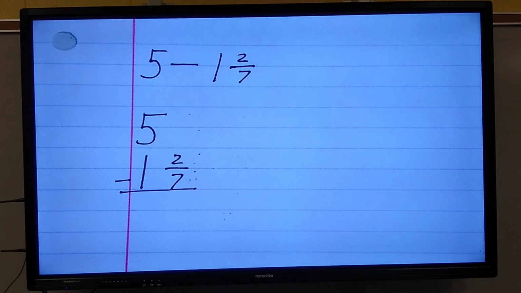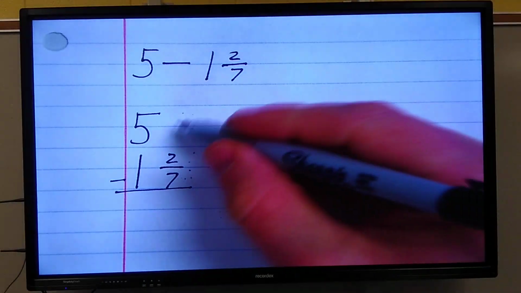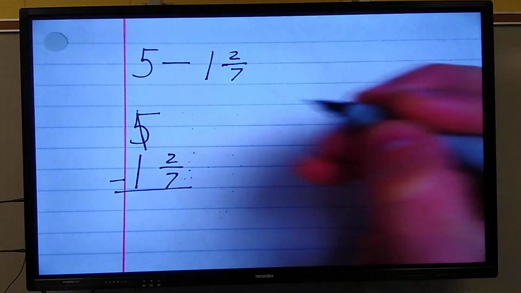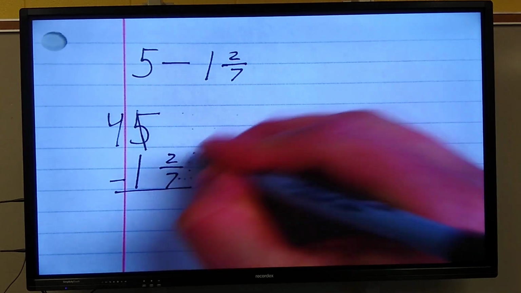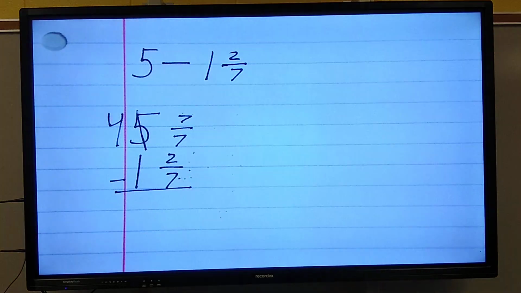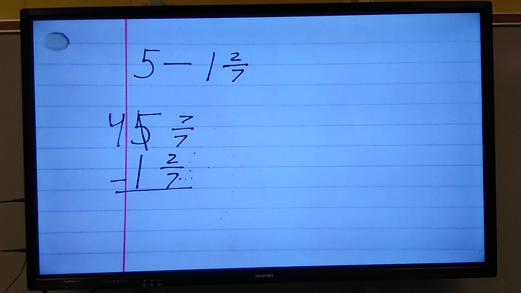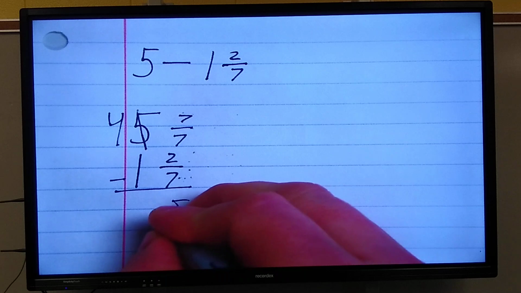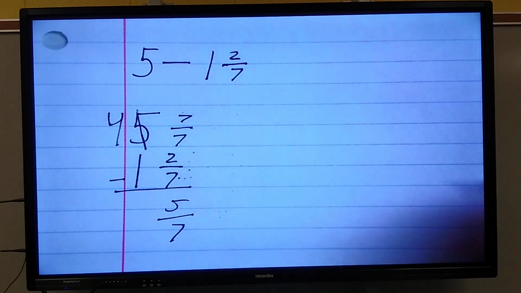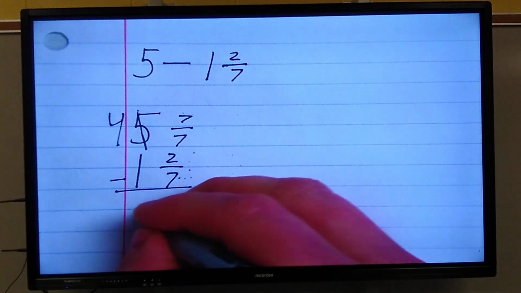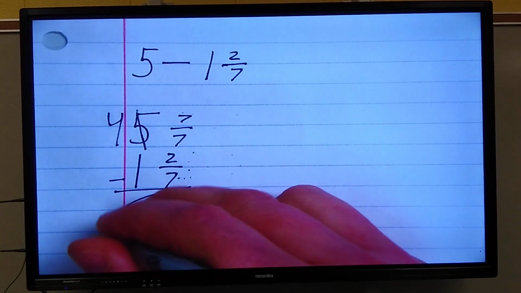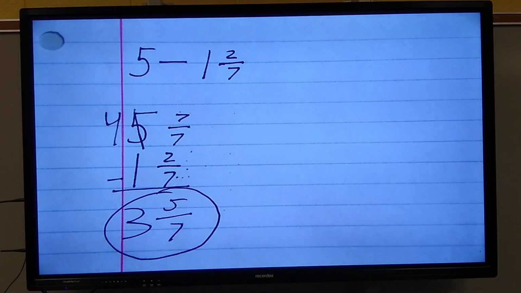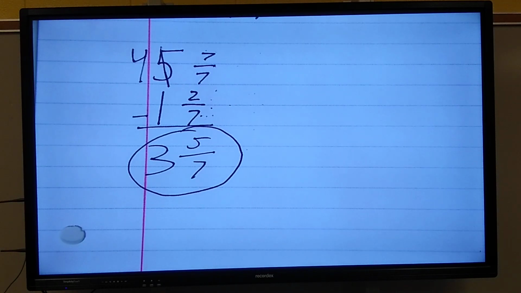All right. Let's see how great you did. There's nothing here to subtract. I must borrow from the 5, make it a 4, use my denominator, and create the fraction 7 over 7. Now I can subtract. 7 minus 2 is 5. My denominator stays the same. 4 minus 1 is 3. 3 and 5 sevenths is the answer, and it is beautiful.